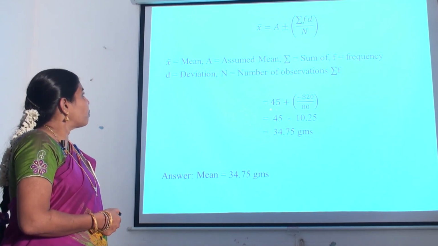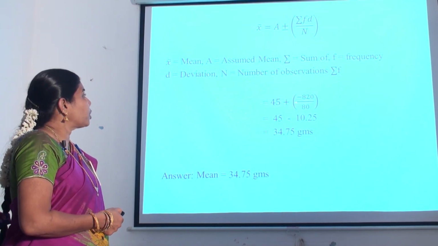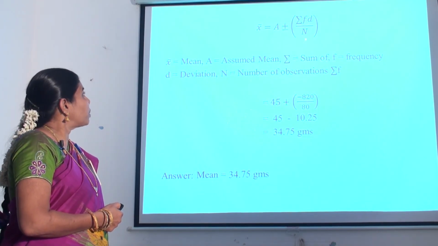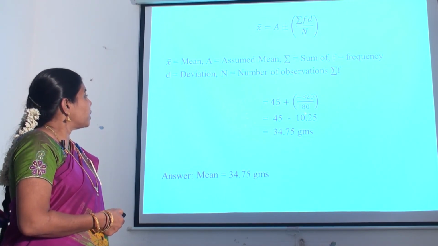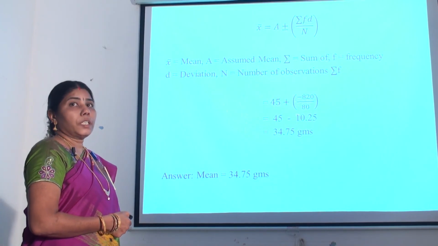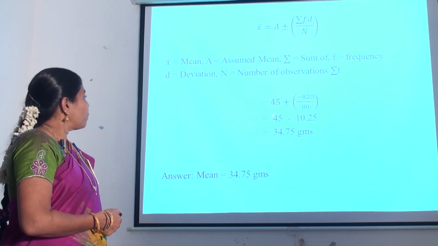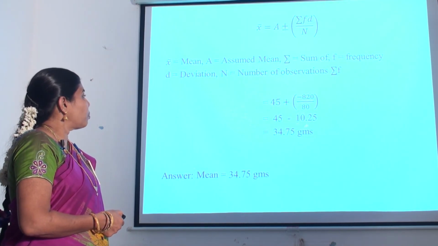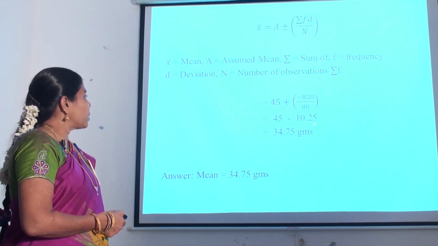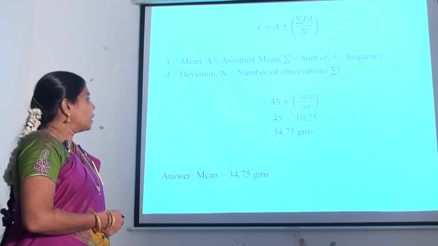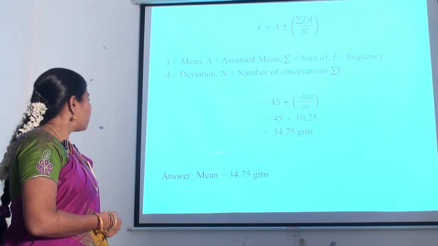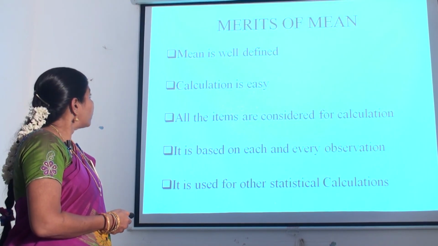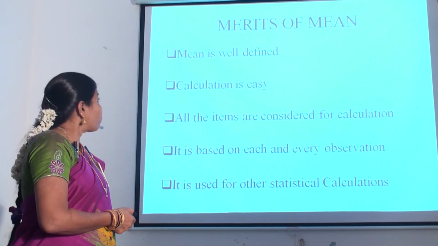Then next we have to substitute these values into the formula. Assumed mean is 45, then sigma FD is minus 820. Here n is number of observations, which is 80. So minus 820 divided by 80. 45 minus 820 divided by 80 is minus 10.25. So 45 minus 10.25 is equal to 34.75 grams. Mean is 34.75 grams.